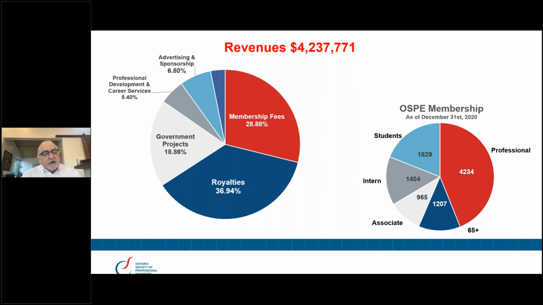Major revenues were generated through the following means: membership fees, $1.223 million, royalties, $1.565 million, government projects, $799,000, advertising and sponsorships, $288,000, professional development and career center, $229,000. Remaining revenues of $132,000 included amounts such as investment income and registration fees for various OSPE events.